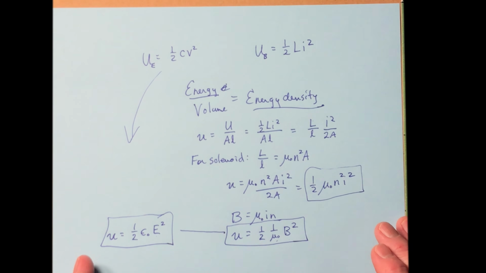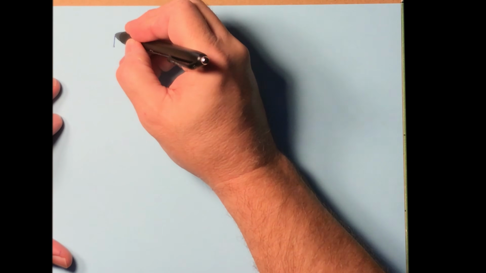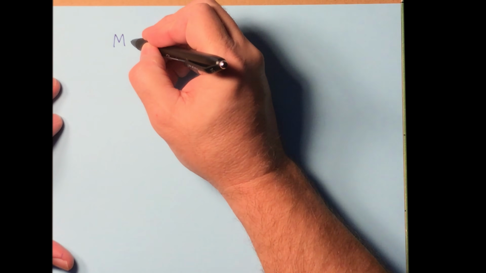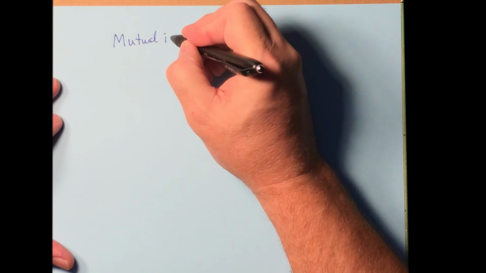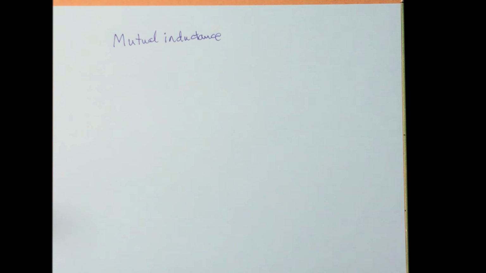For the sake of the completeness of your education, you have now been exposed to the concept of energy density. Another concept that is thrown in here in the textbook is the concept of mutual inductance. Occurs anytime you have two inductors that are close together. Now this is a much more important concept when we start talking about transformers, or when you start talking about circuits that have multiple inductors in them that are nearby each other.